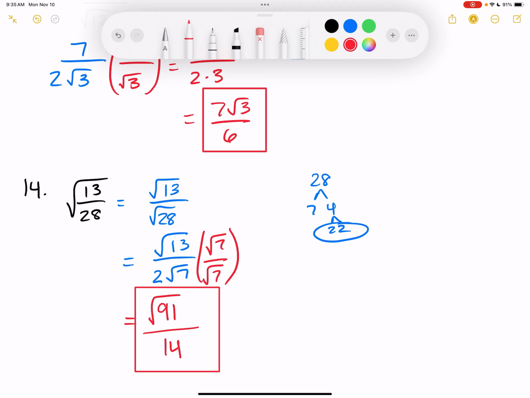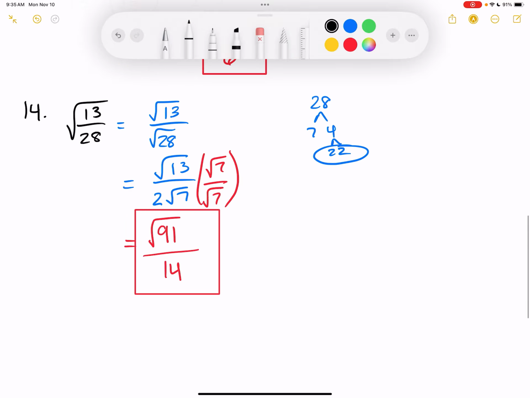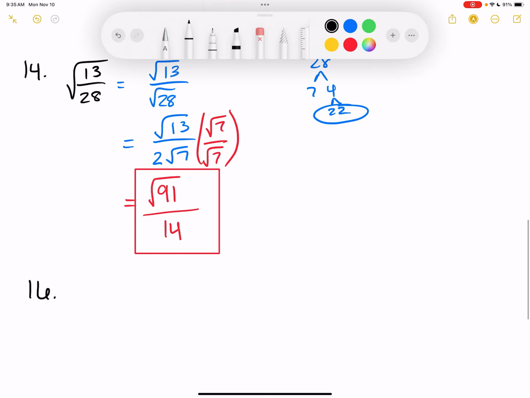All right, so those are the pretty basic ones. Then we're going to introduce variables. No, but I am going to get into stuff like this: 1 over 5 plus the square root of 6. So again, my first thought is always going to be, can I take something out?